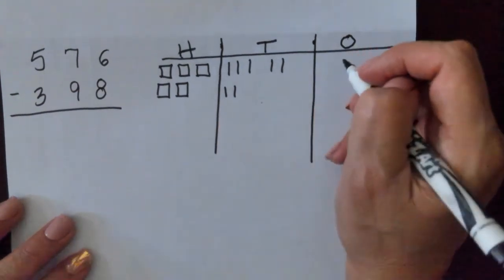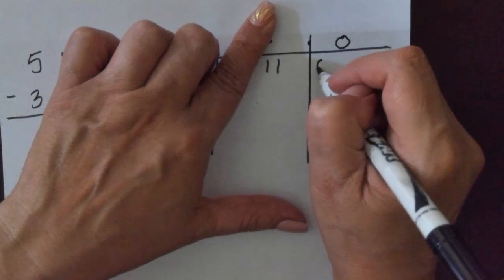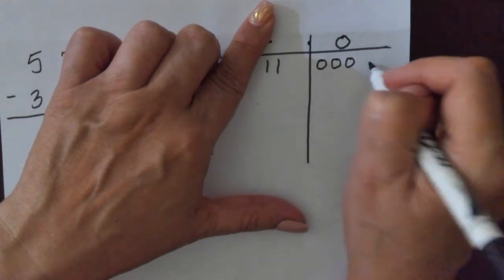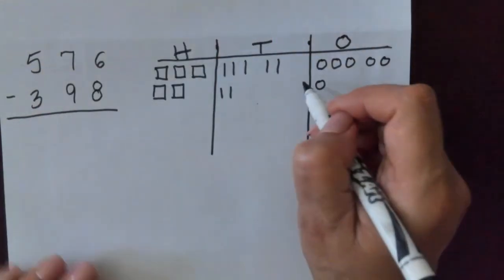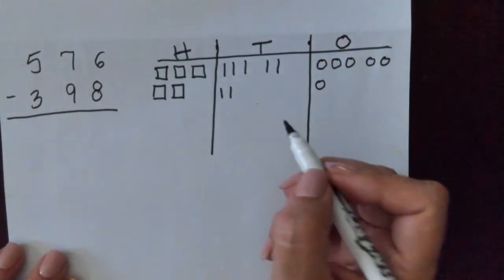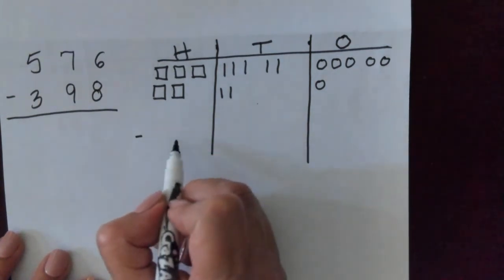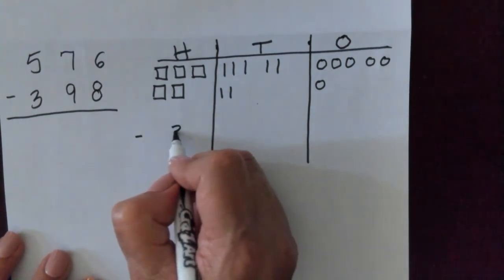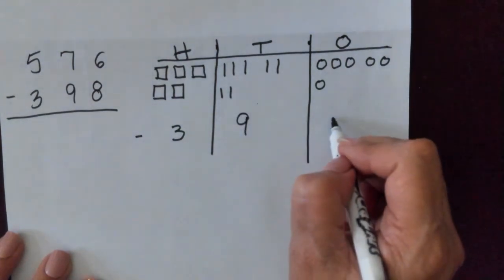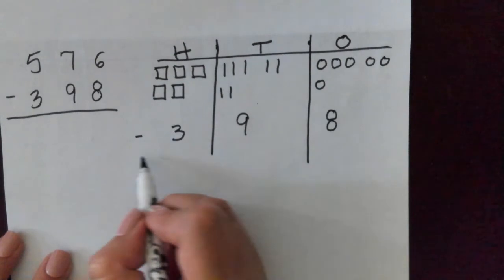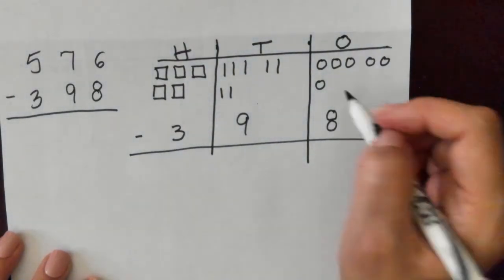Now watch when I do the ones place. 1, 2, 3, 4, 5, 6. See how easy? 5 and 1 is 6. Now, I'm not putting pictorial models over here. I'm just putting the number, how much I want to take away. I want to subtract. And I probably should have spaced a little further down. Yeah, I definitely should have.